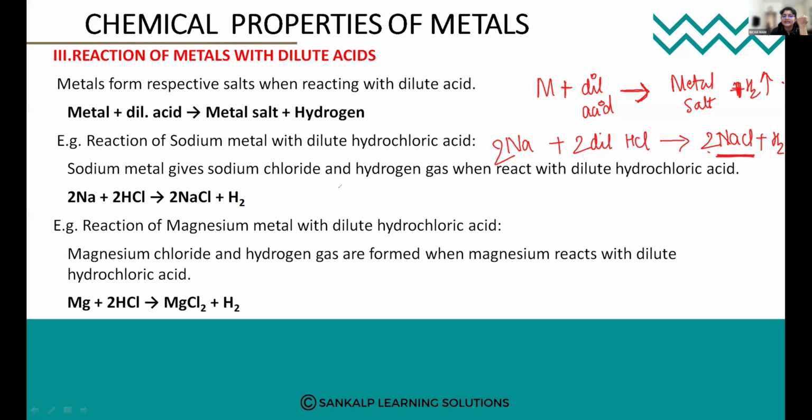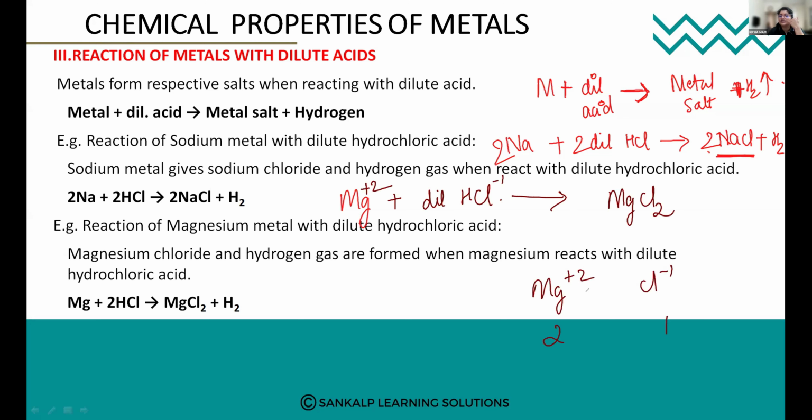Similarly, one more example, let us take magnesium metal. So magnesium, again, react it with dilute hydrochloric acid. What is going to form? MgCl2. Mg is plus 2, Cl is minus 1. So 2 and 1, crisscross, what you are going to get? MgCl2, because magnesium has plus 2 charge. So magnesium chloride plus hydrogen gas is liberated.